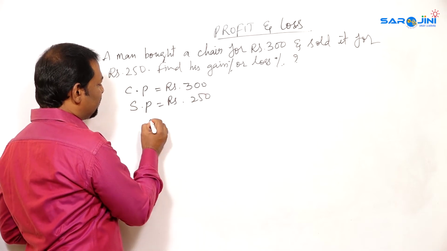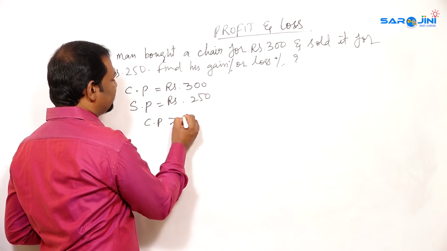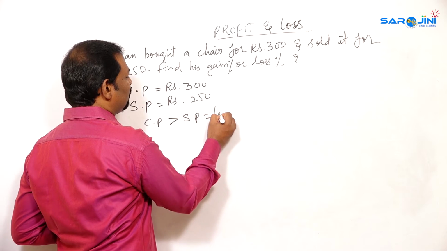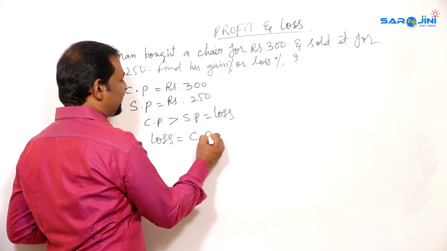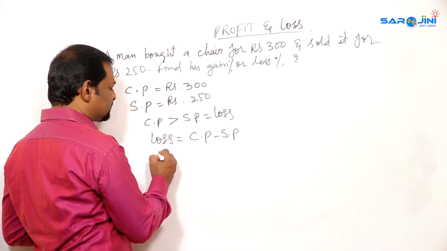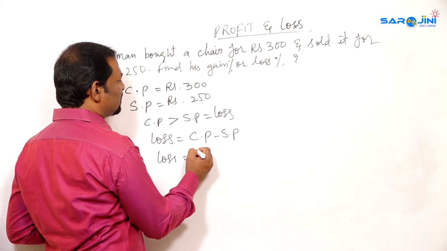Now if you compare, cost price is greater than selling price, which means loss. So loss is equal to cost price minus selling price. So loss is equal to cost price, how much?